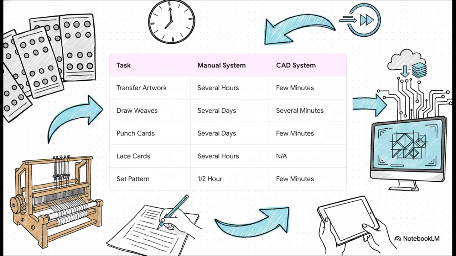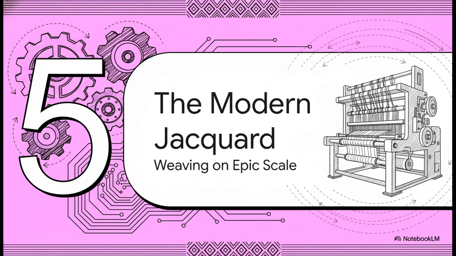This table shows you the time it took to prep a design using the old manual system versus a modern computer-aided design or CAD system. Just look at this. Drawing the weaves went from several days down to just a few minutes. Punching the cards, another job that took days, now takes minutes to create as a digital file. We're not talking about a small improvement here. This is an exponential leap in efficiency. And this digital revolution, of course, allowed the mechanical side of the Jacquard to evolve to a scale its inventor could never have dreamed of.